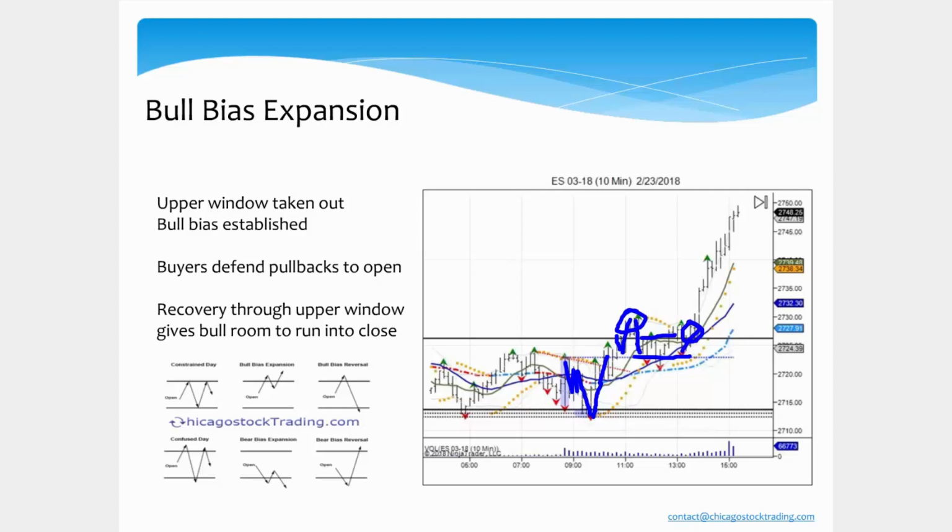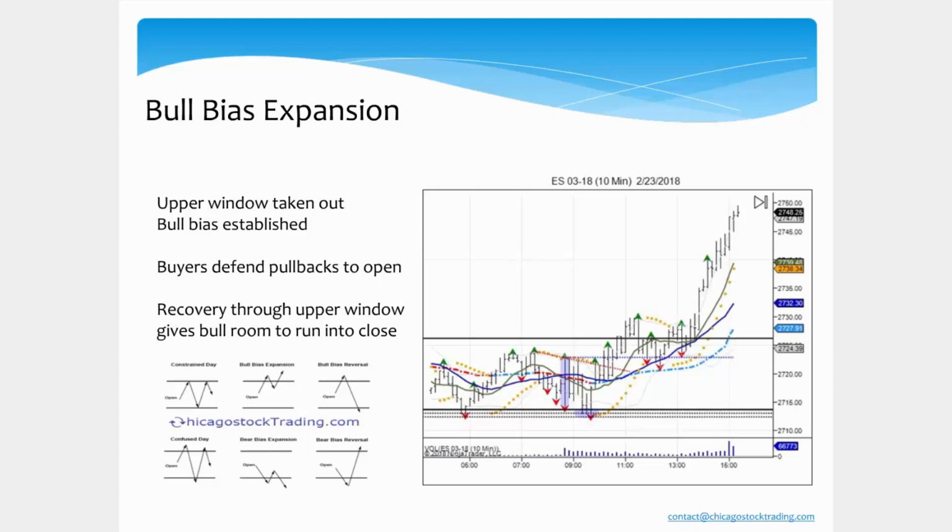They recover the upper volatility window. It gives them room to run into the close because the sellers could not break it lower. The sellers are on the hook. The buyers control the day. They defended the open.